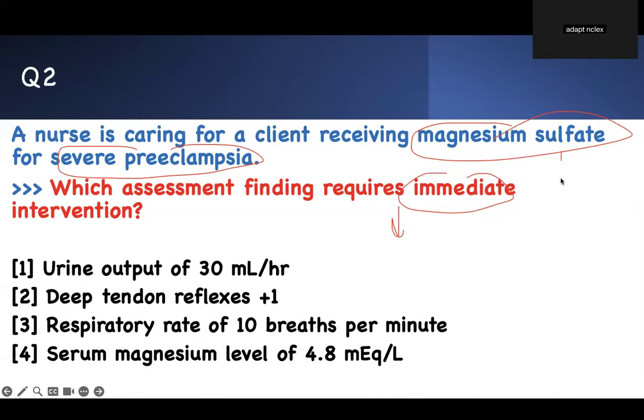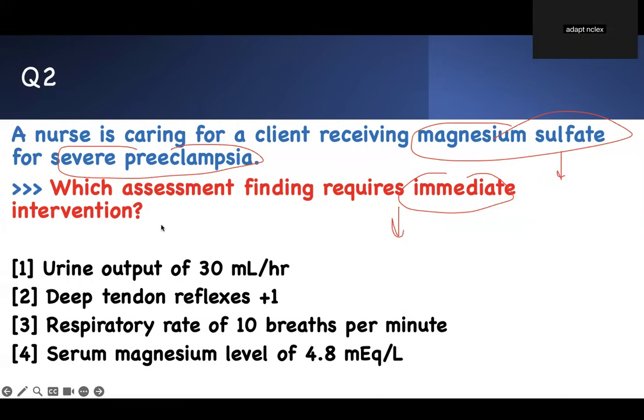Magnesium sulfate is a downer. It depresses your central nervous system. It depresses everything that you have: your cardiac, your respiratory, your lung, your urine output, your brain. Basically, everything is going down. But how low do you want it to go? That is the key for the NCLEX, right?